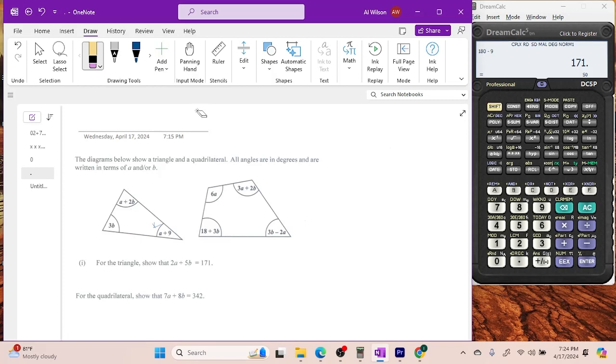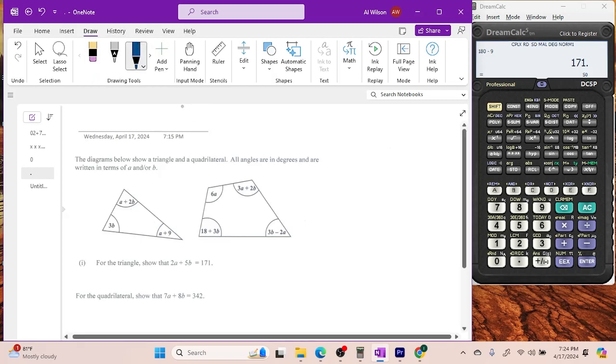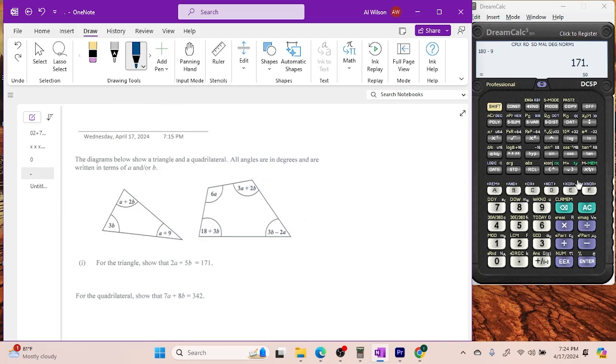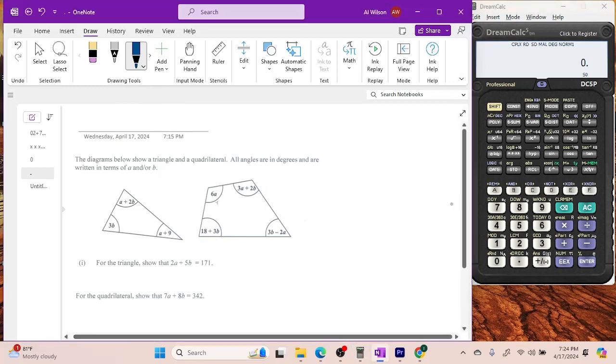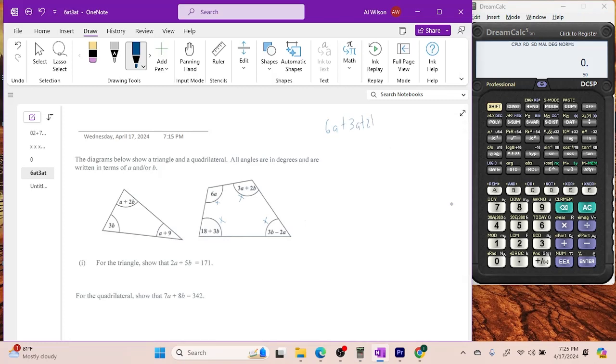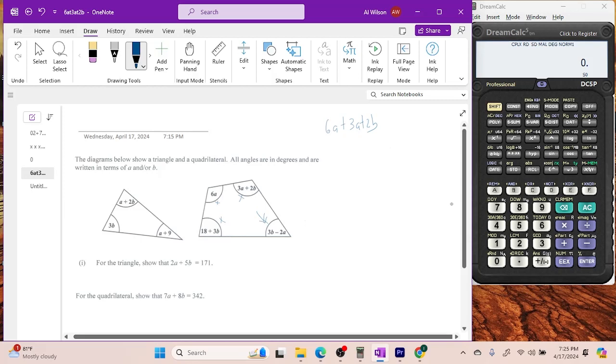Now for the next one, we're told, for the quadrilateral four-sided figure, so we're dealing with this one, we have to show that 7a plus 8b is equal to 342. So like before, we're looking at what's inside. So let's start. We have 6a plus 3a plus 2b. Coming down here, we're going to have plus 3b minus 2a. Then we come across here, plus 18 plus 3b, which is equal to quadrilateral 360.